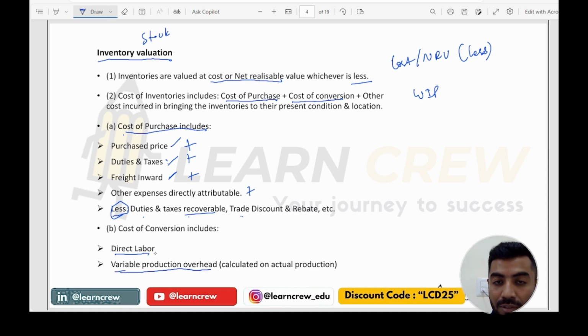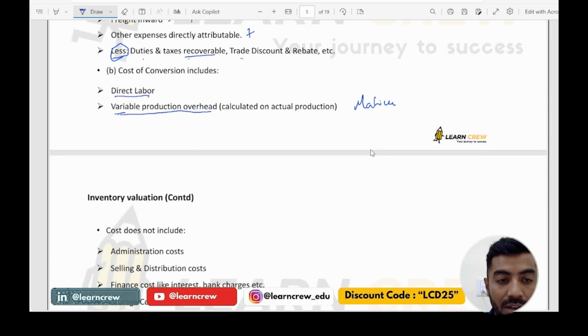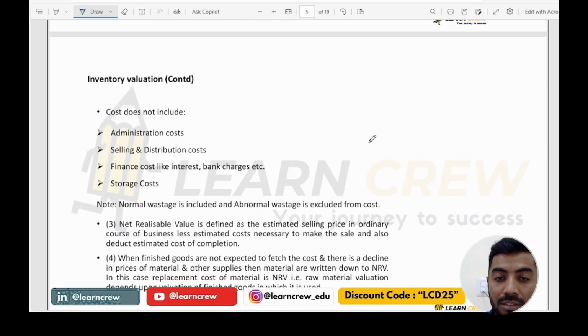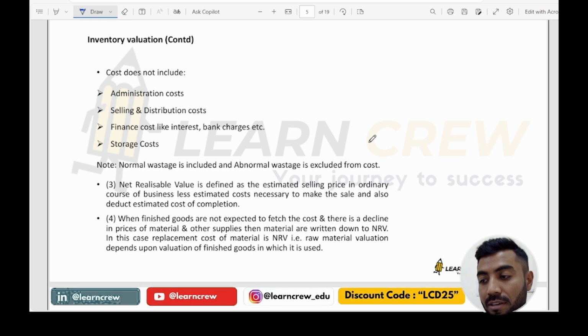Only if you're able to bifurcate it, only then you can consider the variable cost. For example, say machine hours. We'll be using the machine particularly for that type of inventory. So that machine hour can be taken into the cost of conversion. That is nothing but variable production overhead. These are the things which you need to know. Then coming to cost does not include. There are certain items which are not included in the cost. We saw what is to be included. So these are the things.